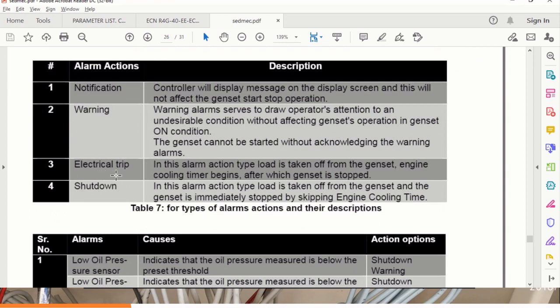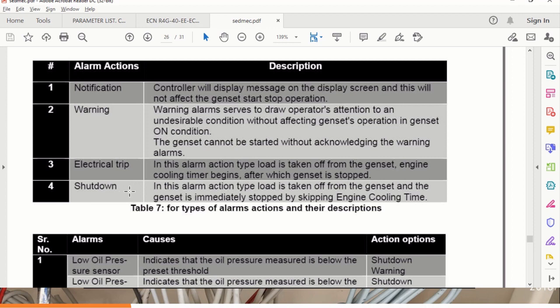The third one is electrical trip. On the electrical trip it will trip the load, it will remove the generator breaker. If it is on, it will trip the generator breaker, so at least the alternator will be isolated, it will run on no load condition, and then the engine cooling timer begins, after which the generator is stopped. So this is a trip basically.